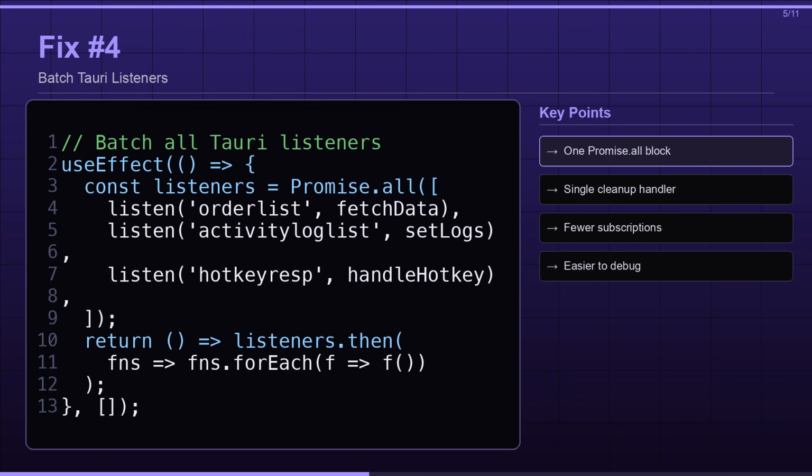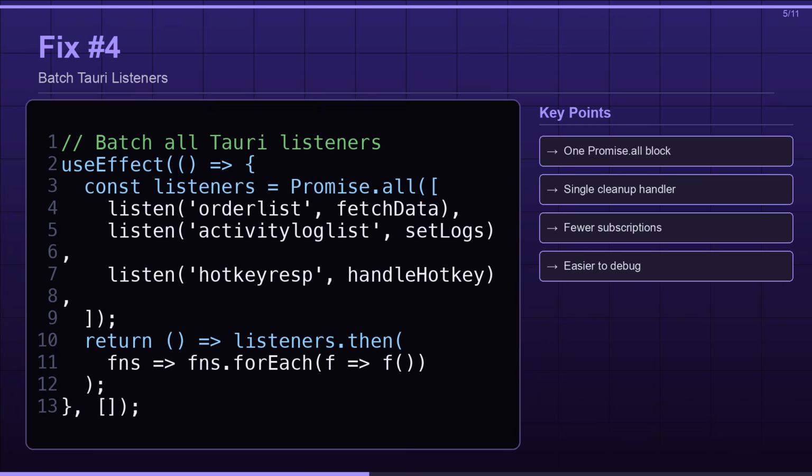Fix number 4. Batch your Tauri event listeners. The original code called listen 5 separate times in 5 separate useEffects. Consolidate them into one Promise.all block with a single cleanup handler. This reduces subscription overhead and makes the cleanup logic much easier to reason about.